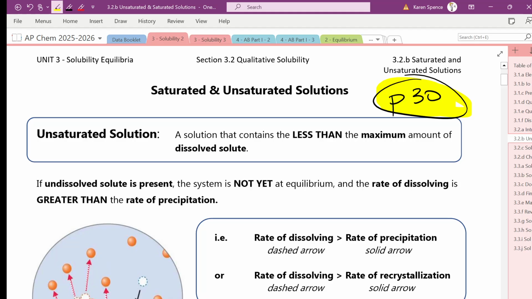We are now looking at saturated and unsaturated solutions. See if you can tell your neighbor if you know what those two things are, saturated and unsaturated.